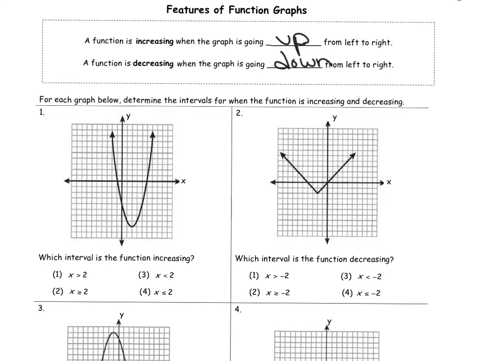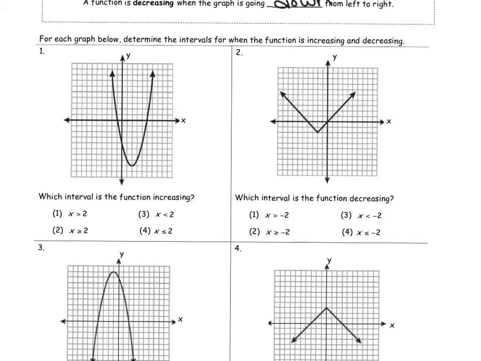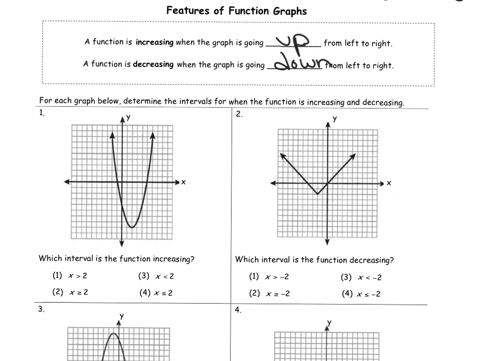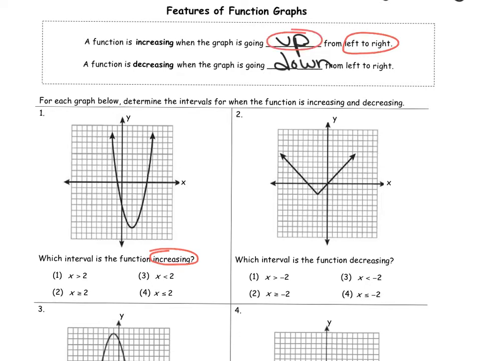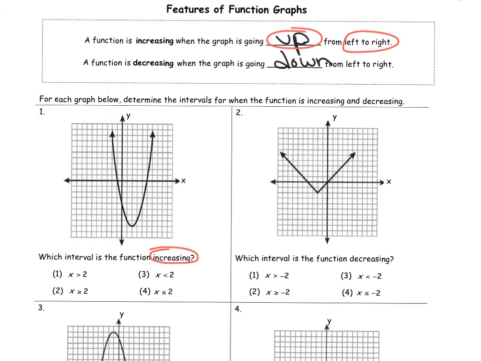So let's take a look at this first example here. This is our quadratic equation or quadratic function. For each graph below, determine the intervals for when the function is increasing and decreasing. So I want to know for the first question, where is this function increasing? So I'm looking here. I want to be going up from left to right. Well, let's trace along the graph. So here is one piece of the graph. Here's one portion. And here is the other portion.